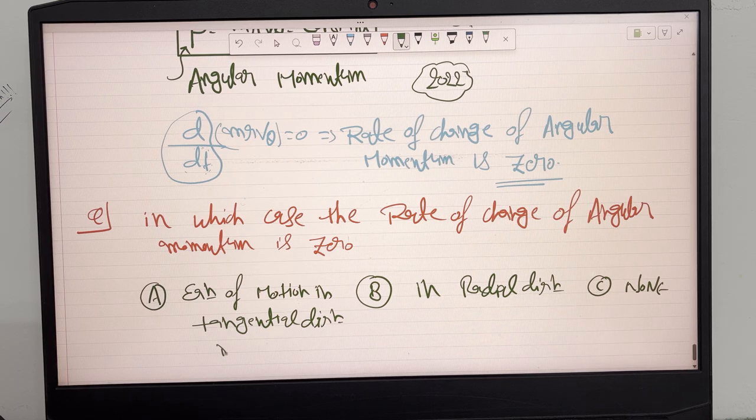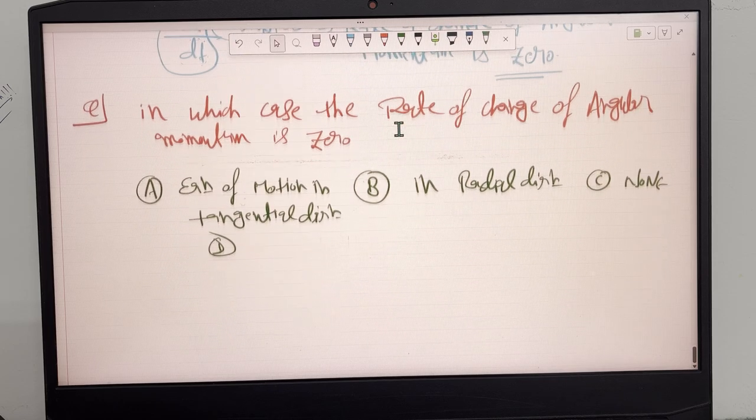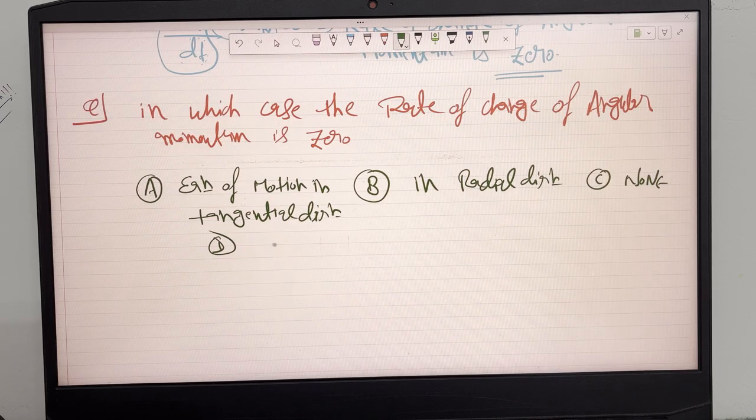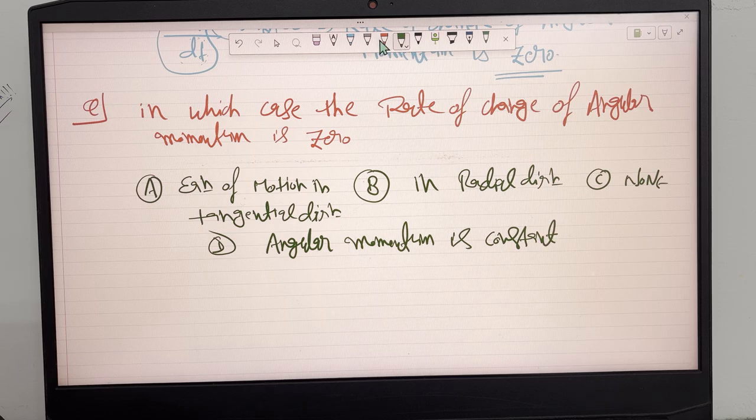And suppose the other question is, like if they can give that angular momentum is constant. So what is the answer?